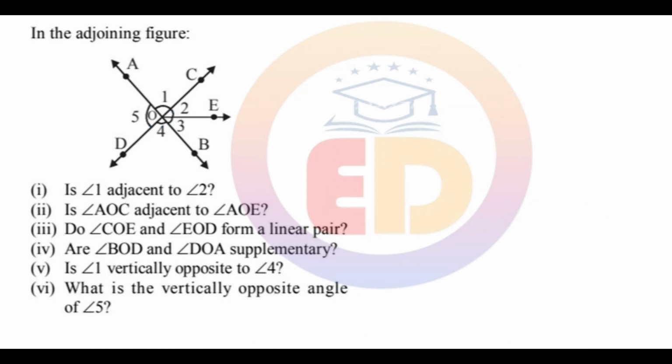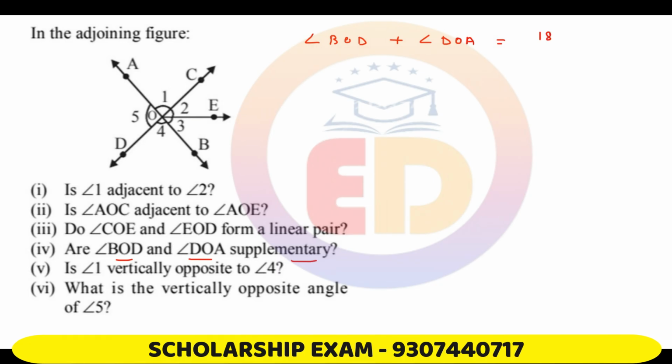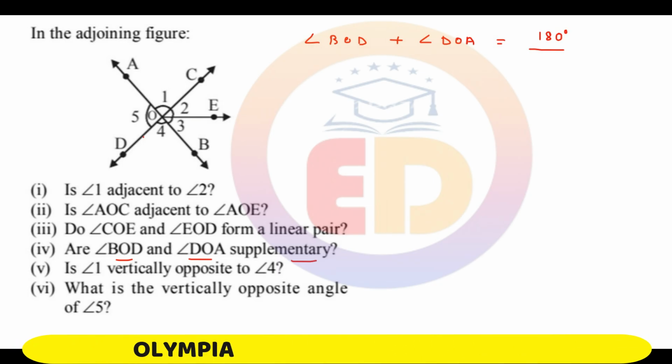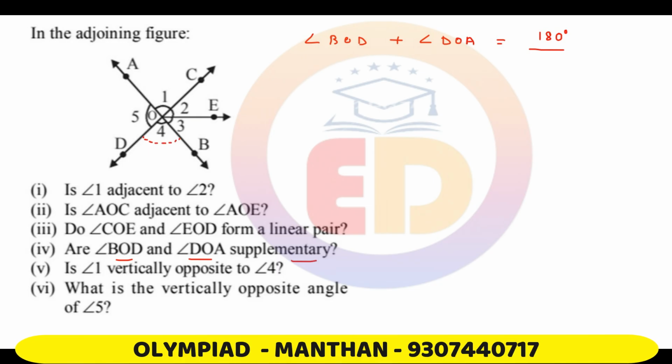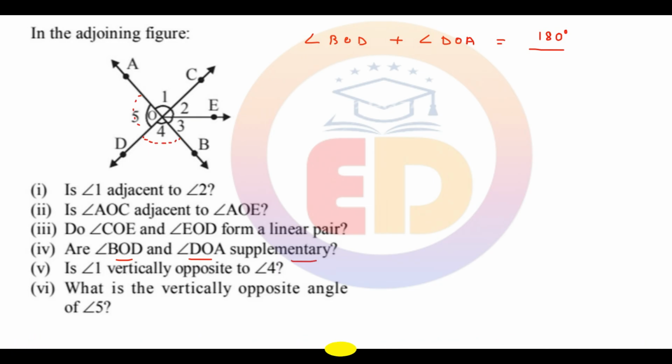In the adjoining figure, are angle BOD and angle DOA supplementary? Means is the sum of angle BOD and angle DOA, is it supplementary? Means is the sum of these two angles 180 degrees? Let us find out. You can see the angle BOD as angle 4 and angle DOA here, which is angle 5.